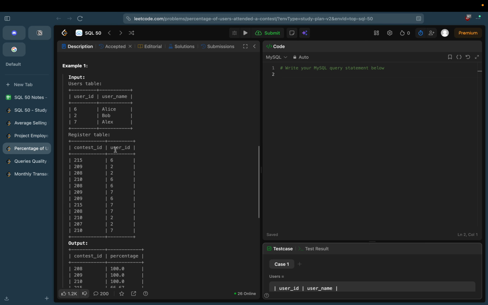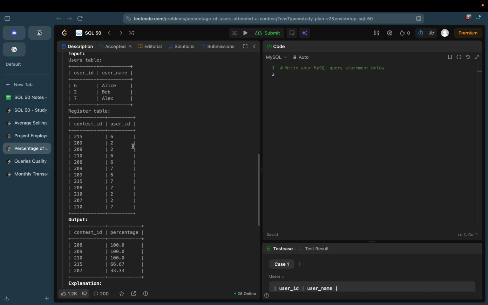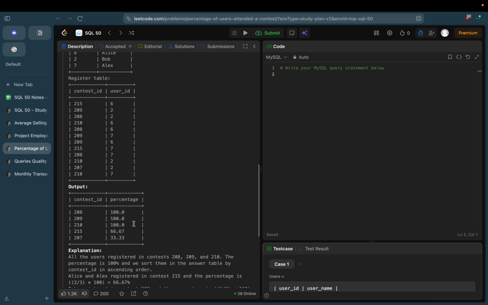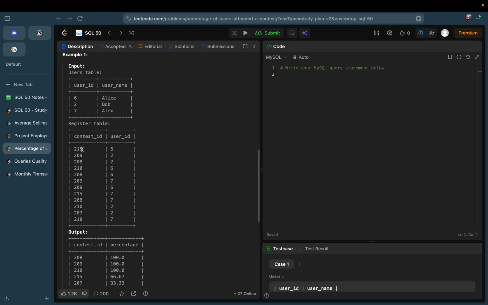Let's see an example. Here are users, 3 users, 6, 2 and 7, Alice, Bob, Alex. Then the register table with their various registrations according to the contests. Right, lots of rows over here. Then we have our output. We're getting the percentage of registration for each contest. So this gives us the clue that we need to group our results by contest ID, and hence the register table must be at the left side of the join so that all the contests are taken into consideration.